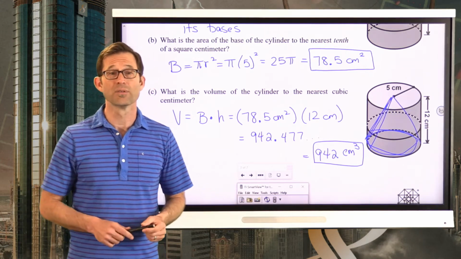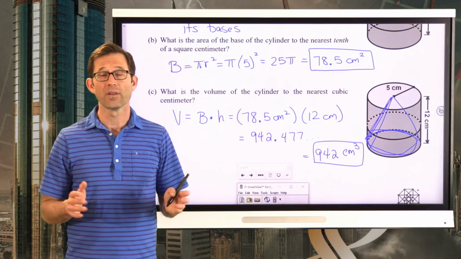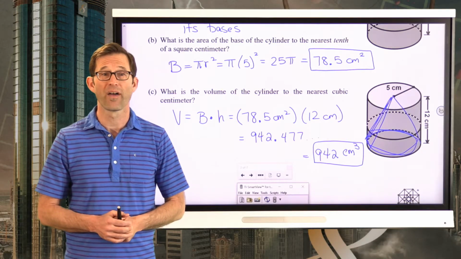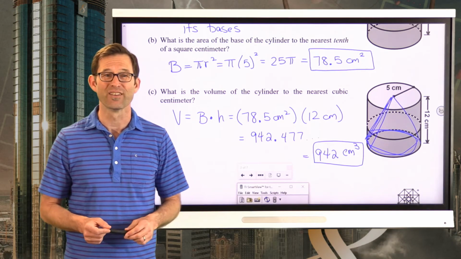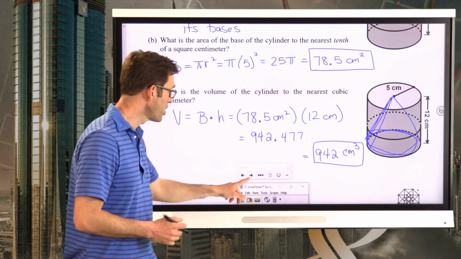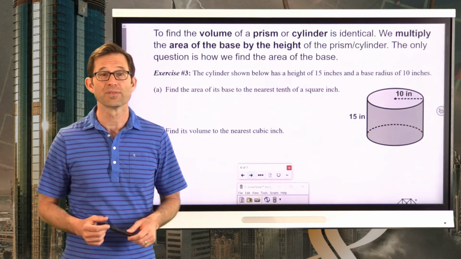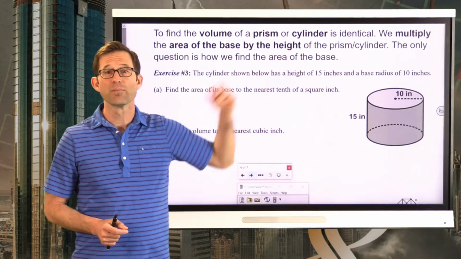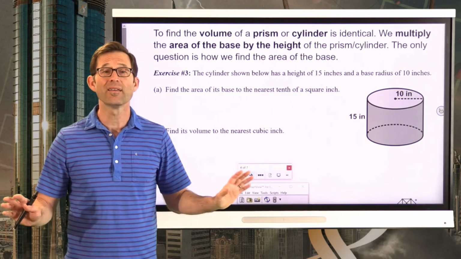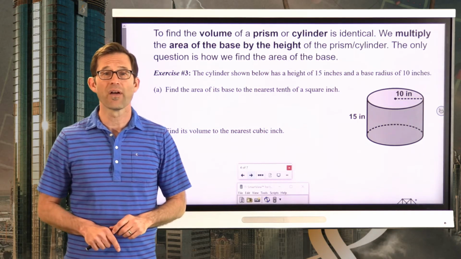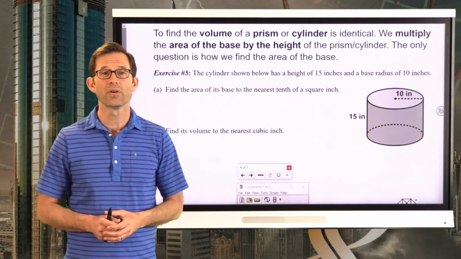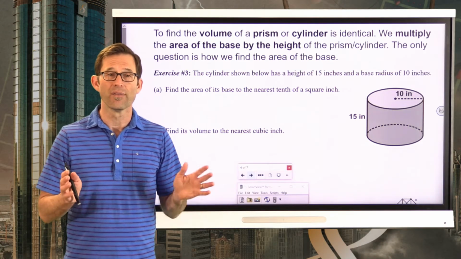It's exactly the same as the volume of a prism. You simply calculate the area of the base, multiply by the height, and you've got the volume of the cylinder. So let's play around with more cylinders and their volumes. Here it is. To find the volume of a prism or cylinder is identical. Multiply the area of the base by the height of the prism or cylinder. The only question is how you find the area of the base.